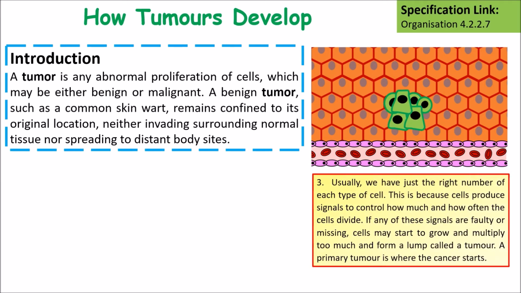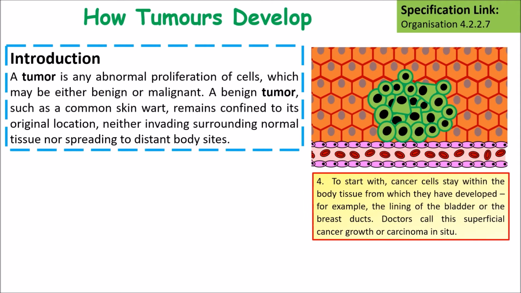Usually we have the right number of each type of cell. This is because cells produce signals to control how much and how often they divide. If any of these signals are faulty or missing, then the cells might start to multiply and form a lump called a tumour. This is where the primary tumour starts to develop.